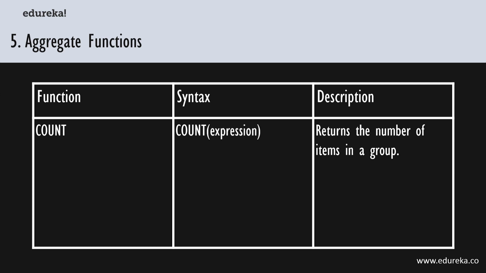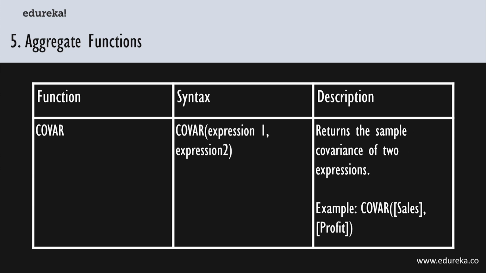Next, we have count, which returns the number of items in a group. Null values are obviously not counted. And then we have count D, which returns the number of distinct items in a group, which basically means that if a certain item is there twice in a certain group, count D is going to count it as one item. Then we have the covariance expression. This basically returns the sample covariance of two expressions. Covariance basically quantifies how two variables change together.